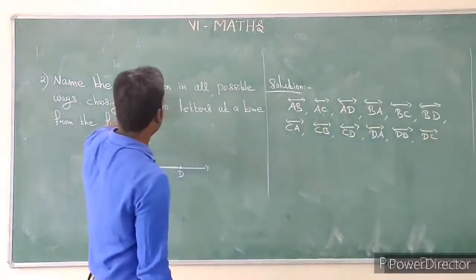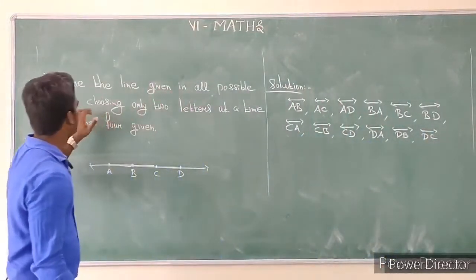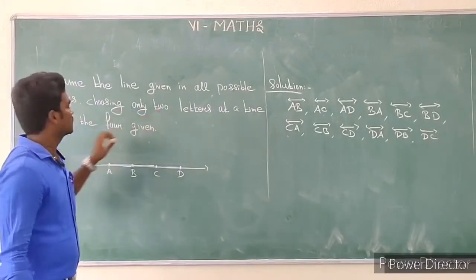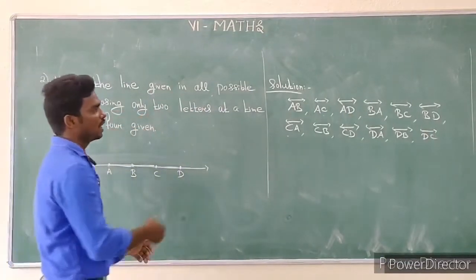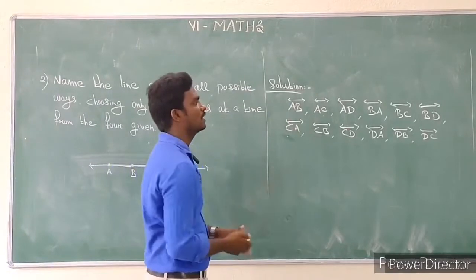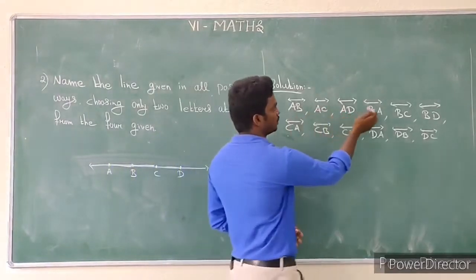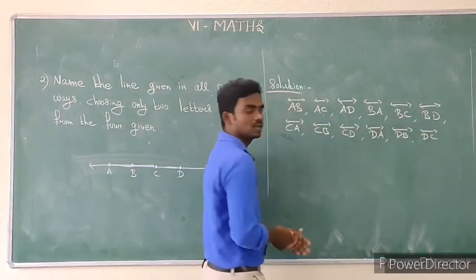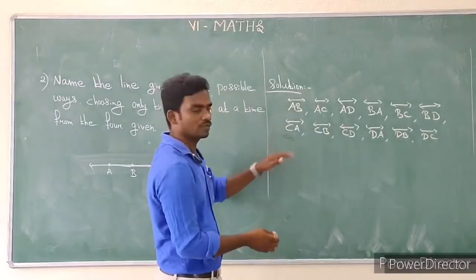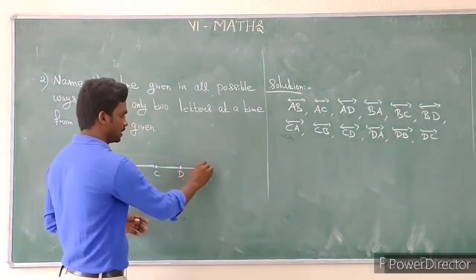So, name the line given in all possible ways, choosing any 2 letters at a time from the 4 given letters. How many lines are possible here? We have 12 lines: 1, 2, 3, 4, 5, 6, and 7 up to 12. We have 12 possible lines for these 4 given letters. Right?